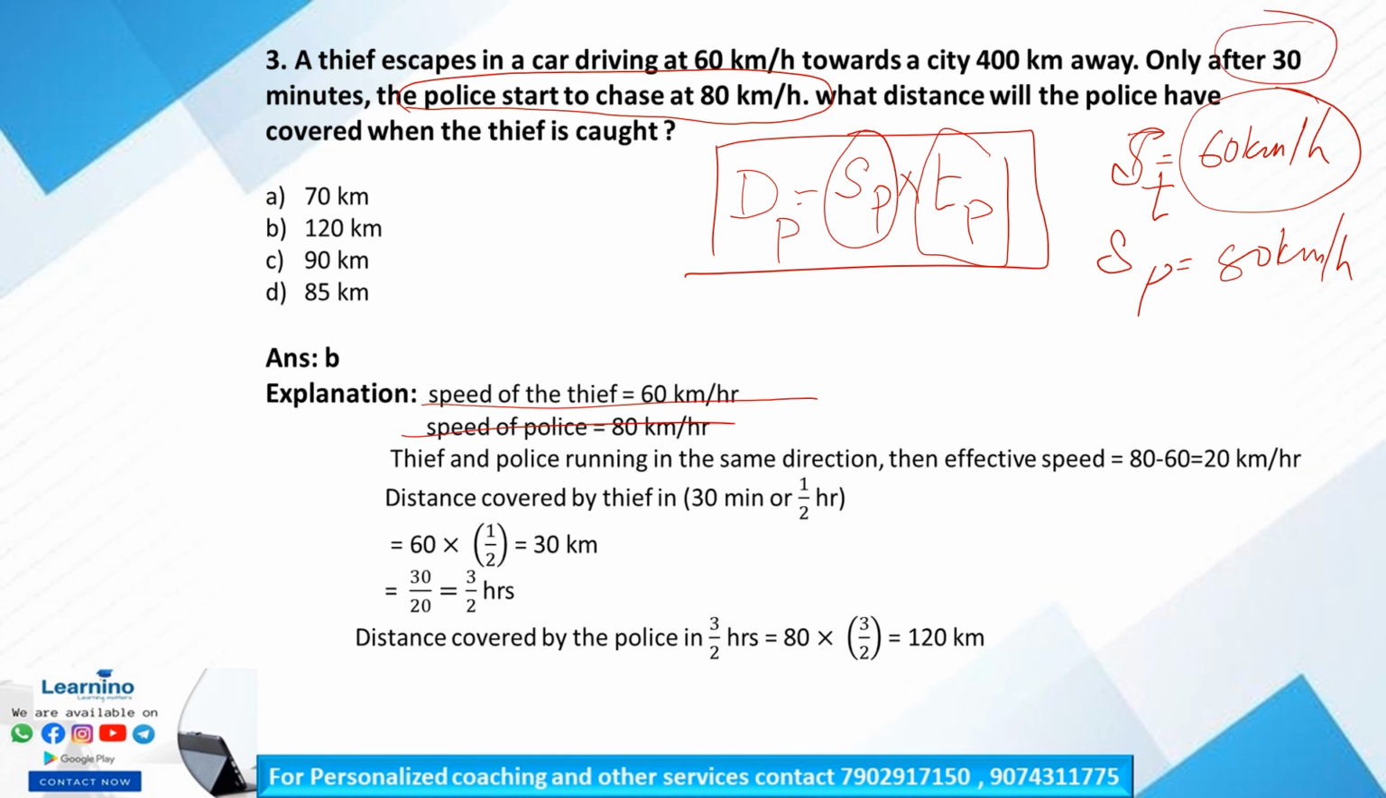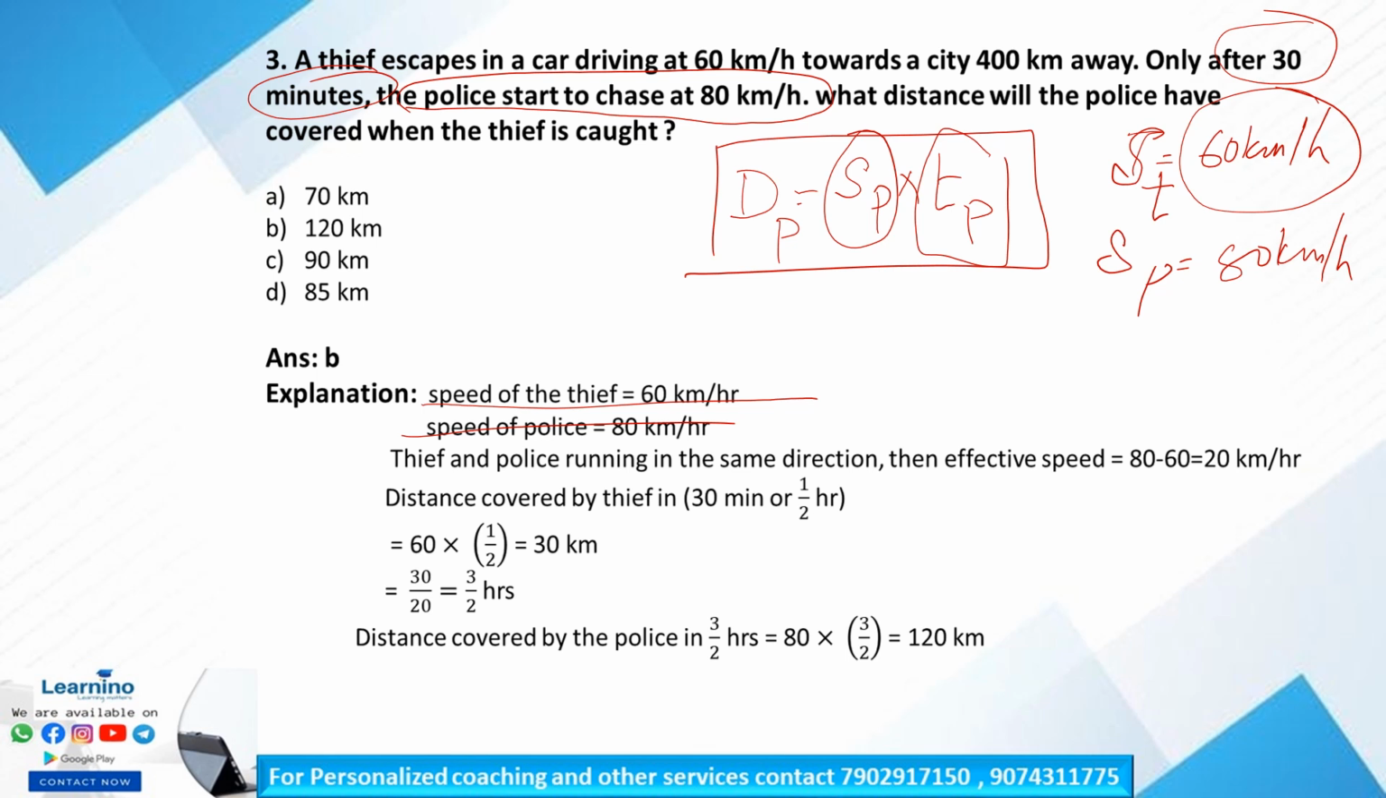Only after 30 minutes the police start chasing the thief at 80 kilometers per hour, and the speed of the thief is 60 kilometers per hour. So we need the distance covered by the thief in the extra 30 minutes, before the police start chasing the thief.